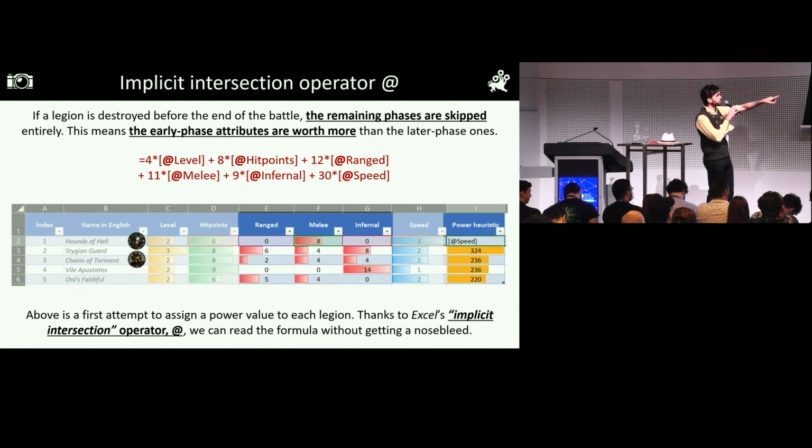So basically what that formula is saying is the power heuristic of each of these legions is equal to 4 times their level, plus 8 times their hit points, plus 12 times their range, plus 11 times their melee, and so on. You can actually read this formula without bleeding from your eyes.